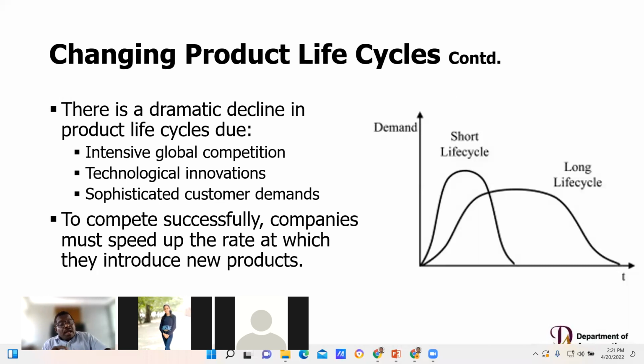Now when you look at bread and rice, due to global competition, due to new technology, you get diversity of breads.